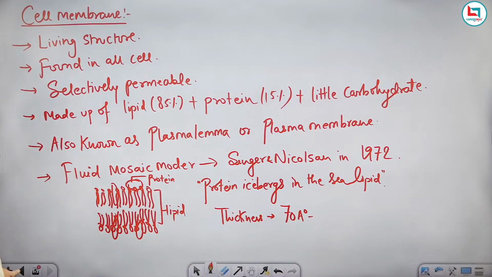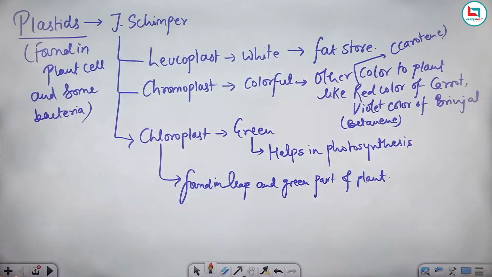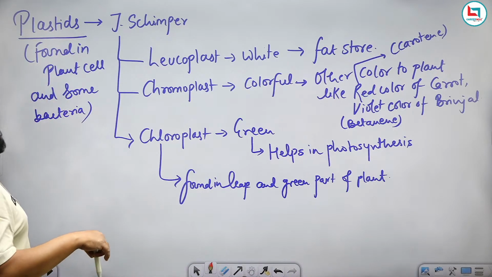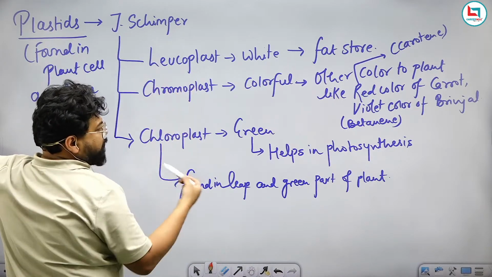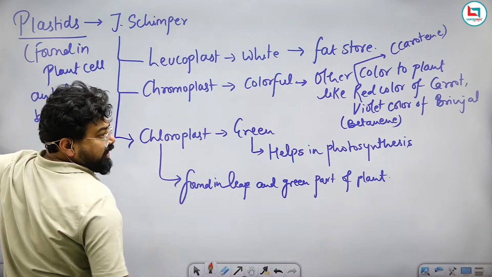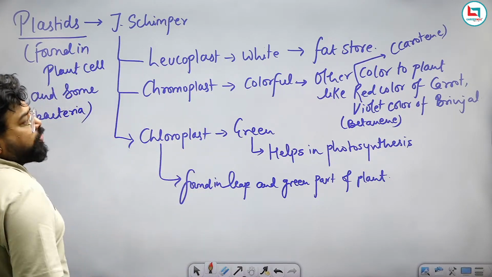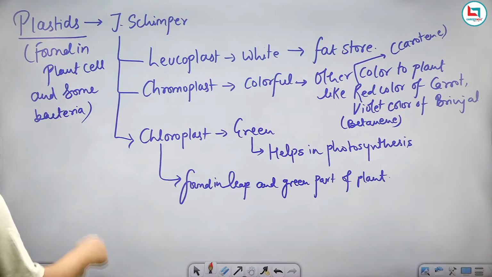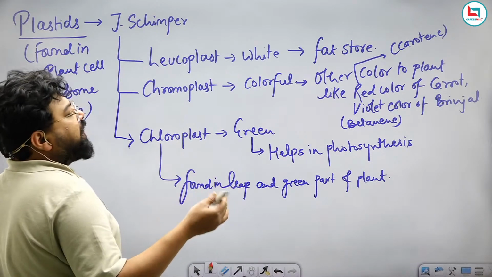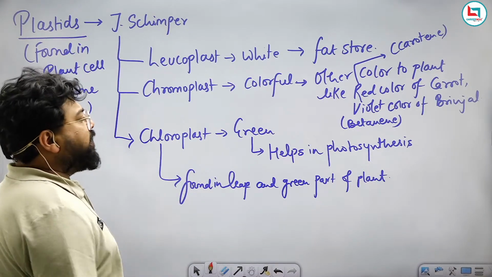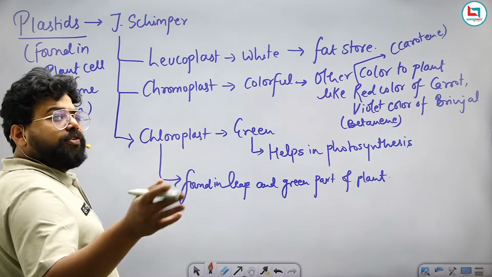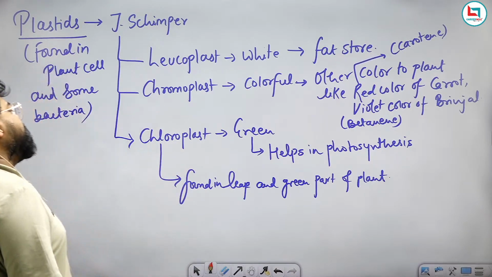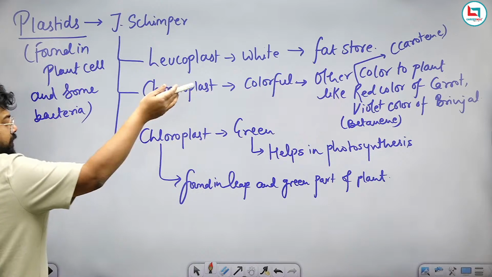So what we have studied today, we have discussed plastids. Okay, plastid was discovered by J. Shimper. He proposed 3 different types of plastid: leucoplast, chromoplast, chloroplast. Leucoplasts are white in color, and the function of leucoplast is fat storage. Chromoplasts are colorful, and these give other colors to the plant, like the red color of carrot and violet color of brinjal is due to certain types of chromoplast present in those vegetables.